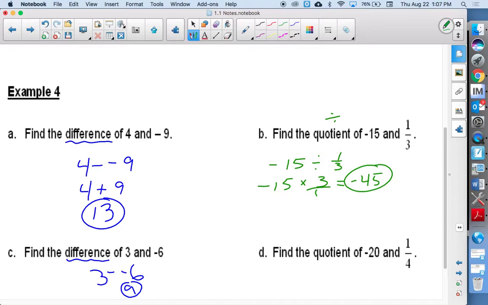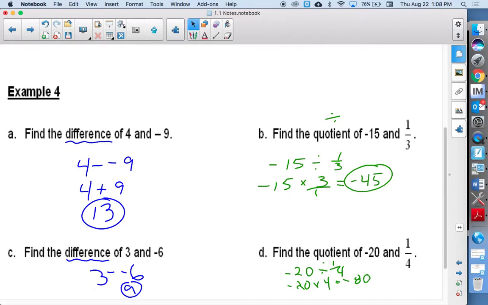D, very similar. We have negative 20. Find the quotient of negative 20 and 1/4. So negative 20 divided by 1/4, or negative 20 times 4 gives us, Jamie, negative 20 times 4. Negative. Good job.